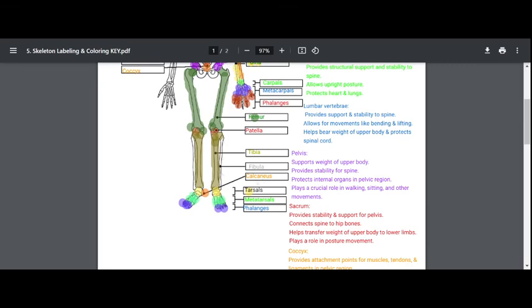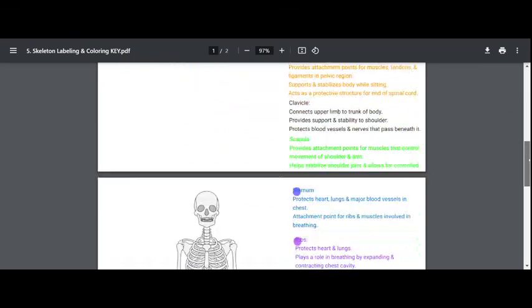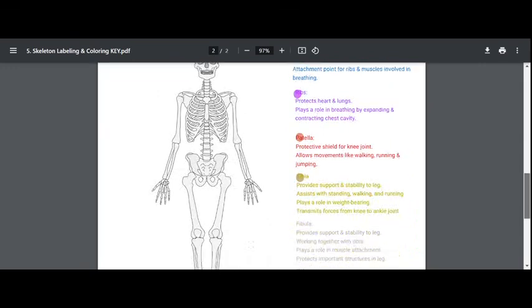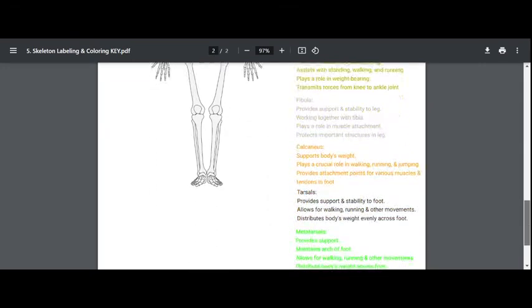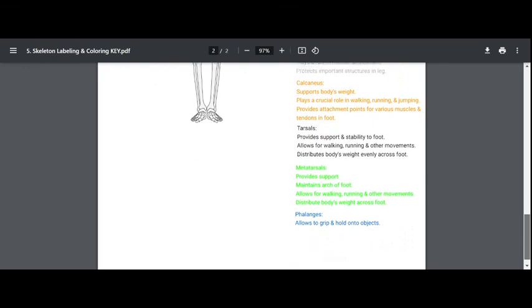And then up next we have the calcaneus in orange right here. So the calcaneus supports body's weight, plays a crucial role in walking, running, and jumping, provides attachment points for various muscles and tendons in foot. Okay, and then again, that was in orange.